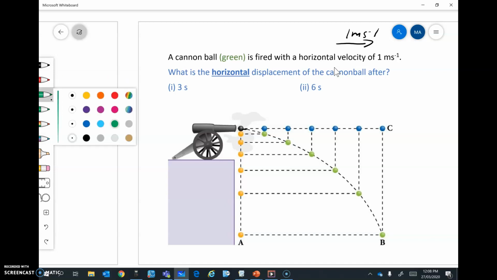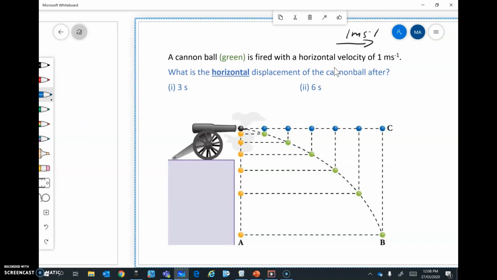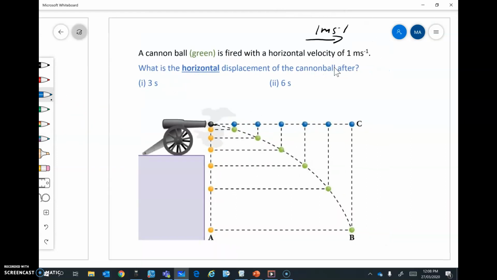So I'll get a blue pen. Okay, so because we're looking at horizontal, we can see that the gaps between the cannonballs are the same, so it's traveling at constant velocity. So we're going to use that equation we learnt right back at the beginning of the unit, where velocity is equal to displacement over time.